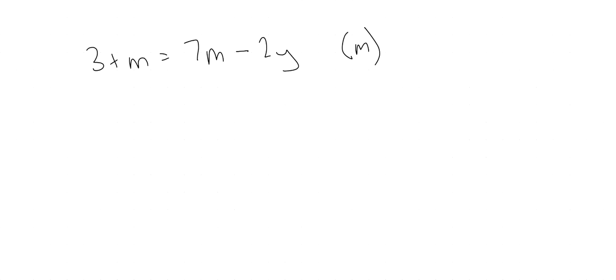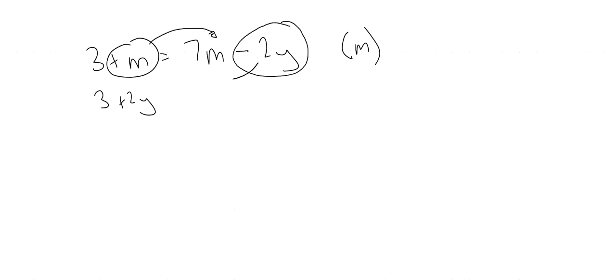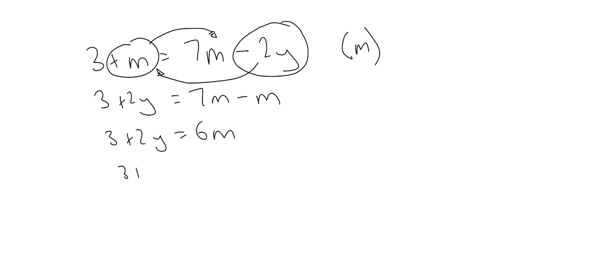I'm going to leave 3 over here, and I'm going to bring this across because I don't want it. So how do I bring this across? And I'm also going to bring that across over here. So I've got 7m minus m. That's 6m. Okay, so I've got 3 plus 2y equals 6m. It's 2y over 6 equals m. Simplify this for me. 1 over 3.